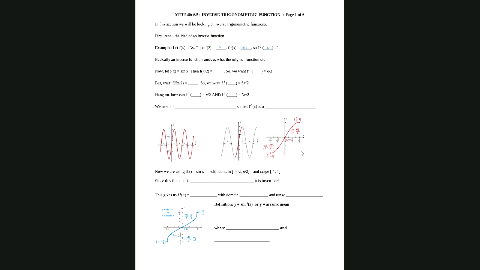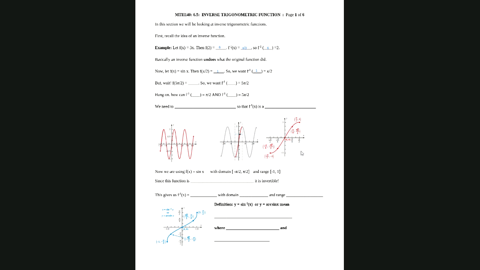Okay, so the inverse function undoes what the original function did. So let's think about f of x equals the sine of x. We know that f of pi over 2 is equal to 1. So we want the function f inverse, when we plug in 1, to give us pi over 2. Okay? Make sense so far? Please raise your hand or say something if you have any questions.